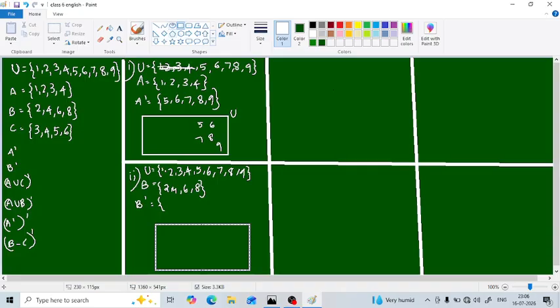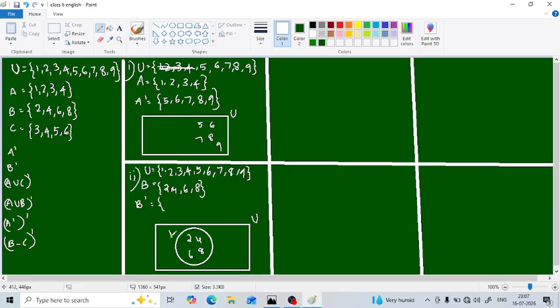So this is our universal set, and the set B is what? 2, 4, 6, 8. What are they? It is the set of all even numbers. The set of all even numbers less than or equal to 9. Isn't it? The set of all even natural numbers, that's more correct. Natural numbers that are less than or equal to 9 form our set B. So what are they? 2, 4, 6 and 8.